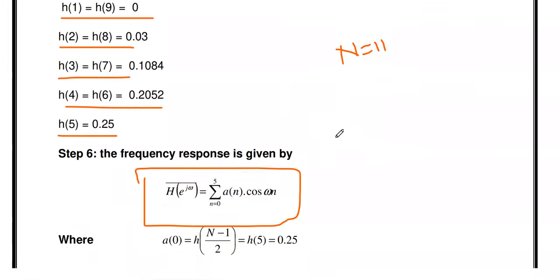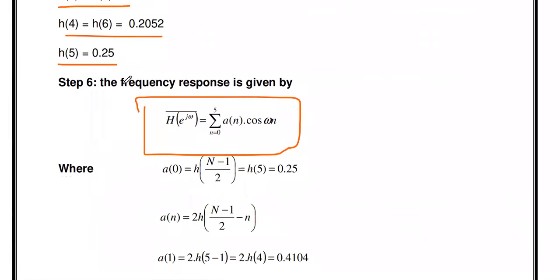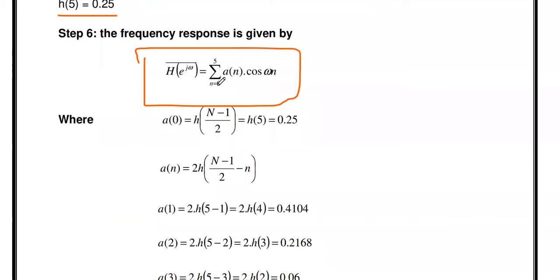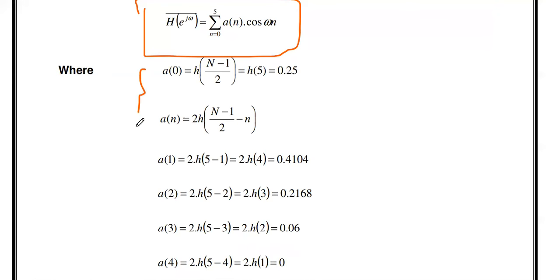If it is a type 1 filter, the magnitude response is given by H of e power j omega equal to summation n equal to 0 to 5 of a of n cos omega n, where the coefficient a of n is calculated using this formula. A of 0 is h of (N minus 1) by 2, that is h of 5, which is 0.25.